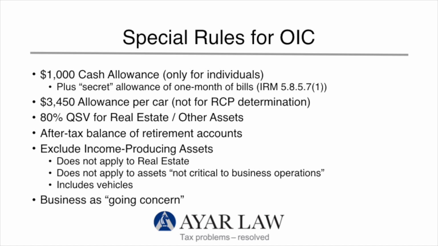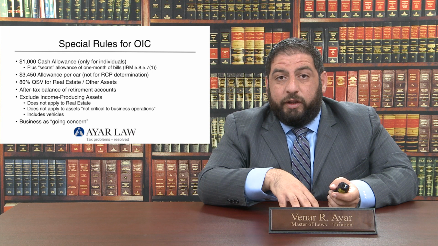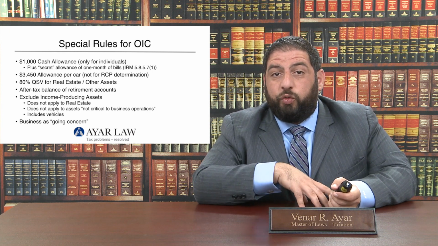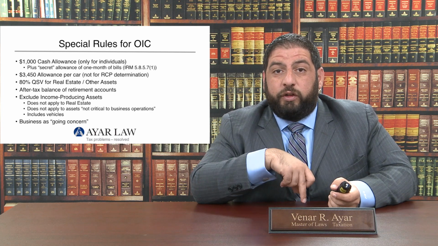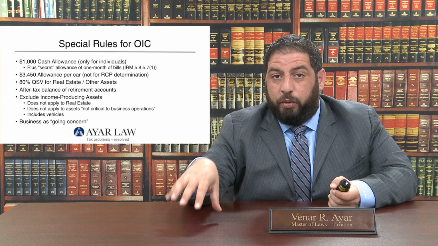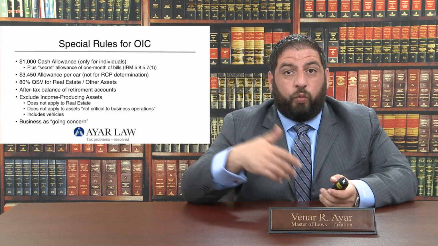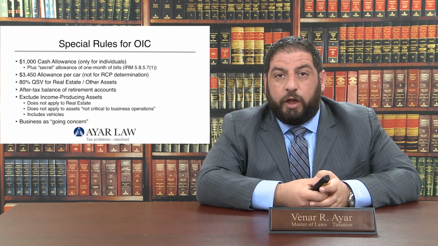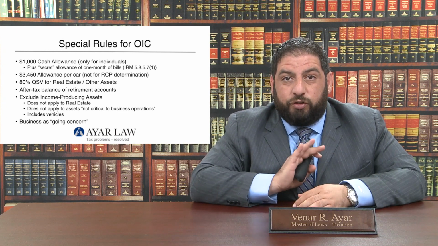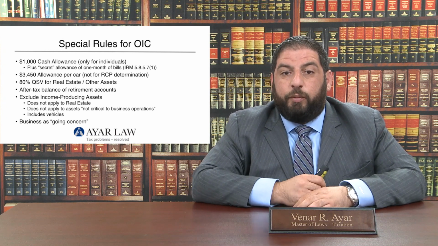Plus, there's a secret allowance of 1 month's worth of bills. In the IRM, the site is in the slide, it says that if there's money in the bank, first you get to take $1,000 off the top, and then whatever's remaining, if you have reason to believe it needs to be used for the monthly bills, you get to subtract 1 month's worth of household expenses from that amount in arriving at the value of the bank account. So you're not just going off the number on the bank statement.